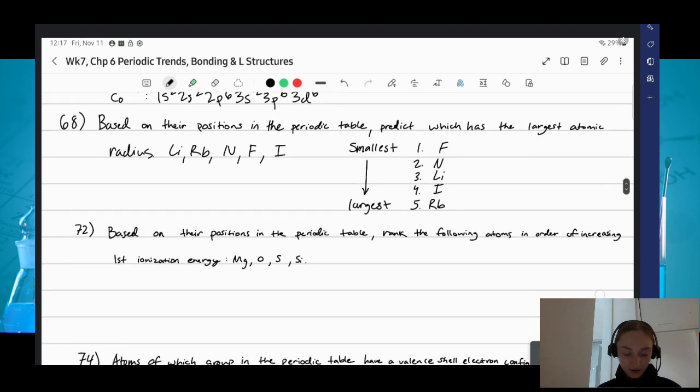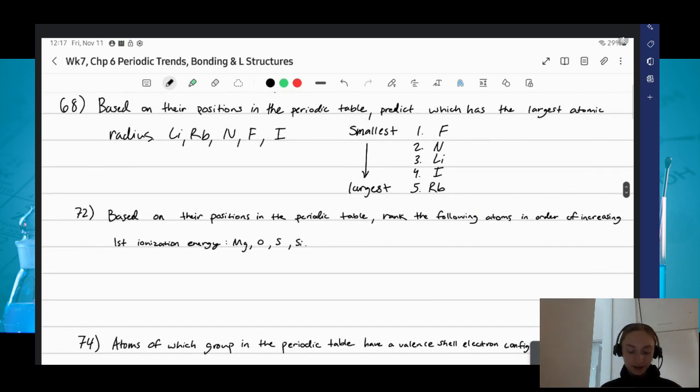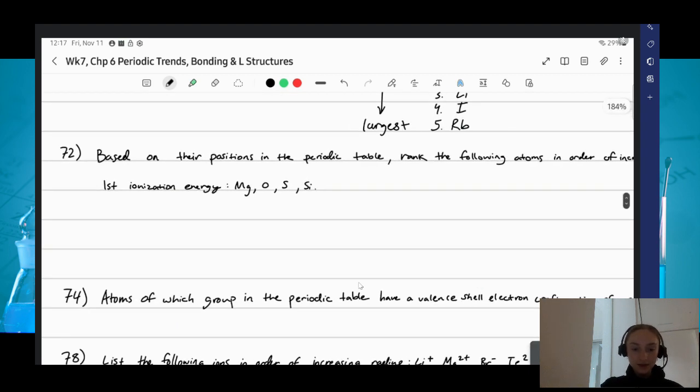So let's move on to 72. The question is, based on their positions in the periodic table, rank the following atoms in order of increasing first ionization energy: magnesium, oxygen, sulfur, and silicon. Okay, so let's look at these on the periodic table. And let's discuss this first.